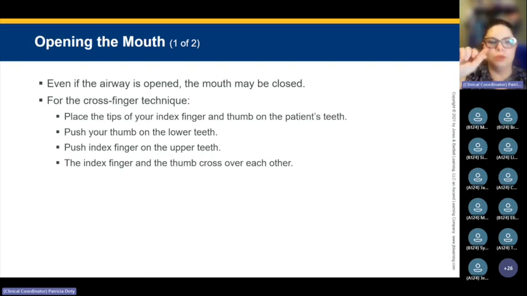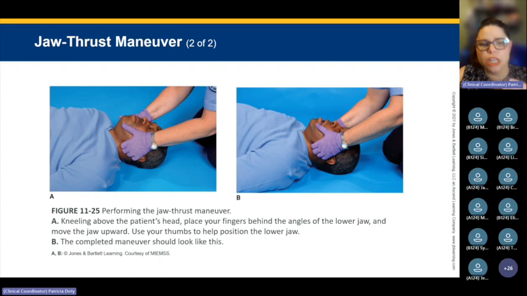So you're going to place the tips of the index finger and thumb at the patient's teeth, push your thumb on the lower teeth, and push your index finger on the upper, and then you're just going to crisscross your thumb and your forefinger. And here's the jaw thrust maneuver, figure 11-25. It's in your book. Go ahead and look at it.